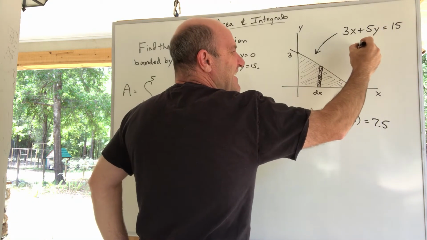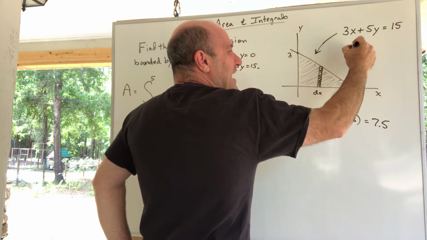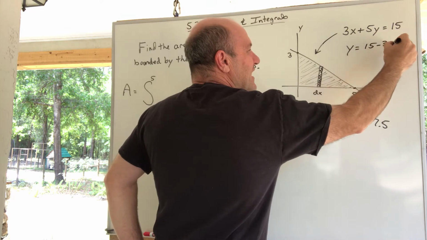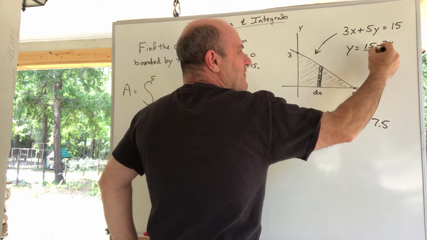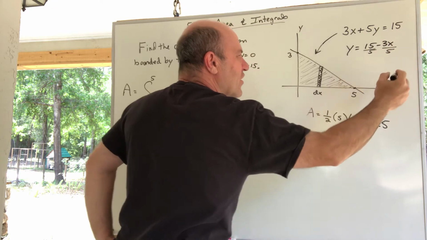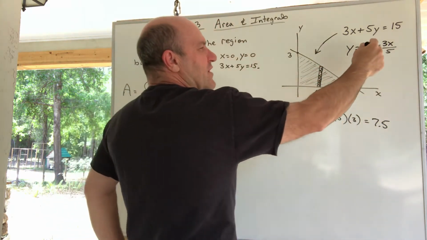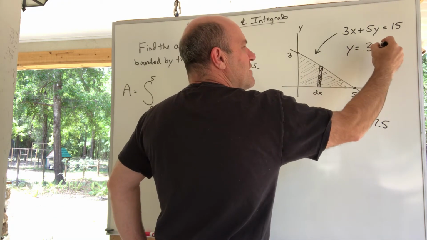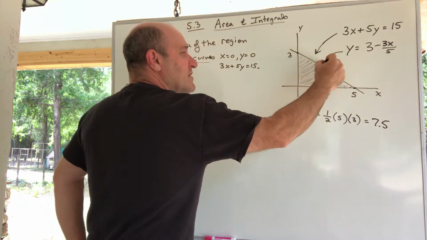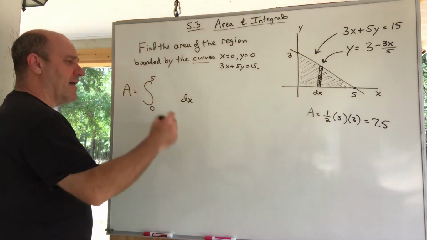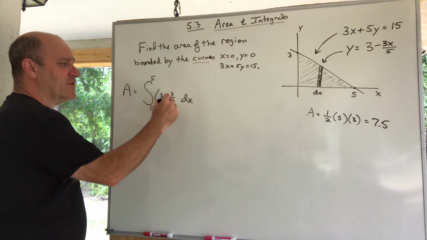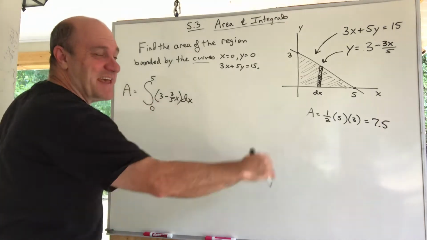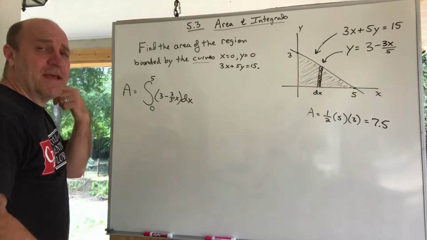Let's see here. y would equal 15 minus 3x, and then divide by 5. So if I divide him by 5 and divide him by 5, I could call that y equals 3 minus 3/5 x. I think I'll just erase that and do that. 3 minus 3/5 x. So that's the name of this function. That's the y value. And that's what you integrate, 3 minus 3/5 x. So if I actually do this integral, it should come out to 7.5. I already know that. It would be fun to do.